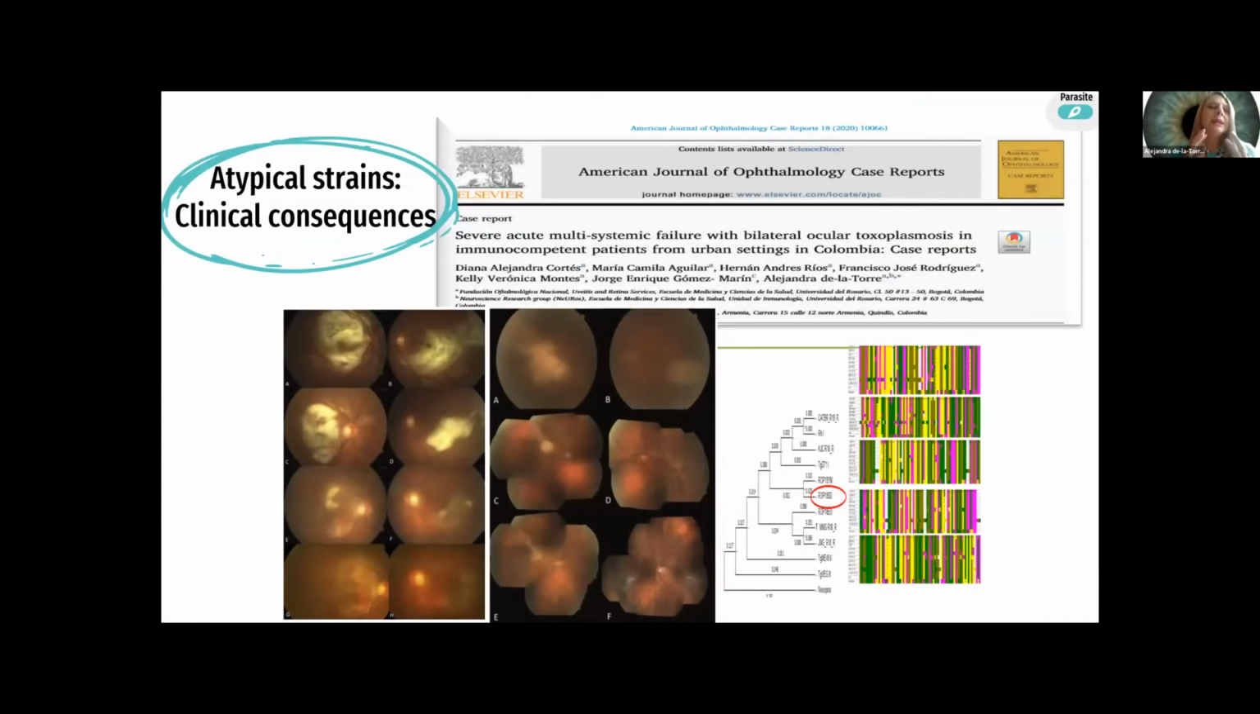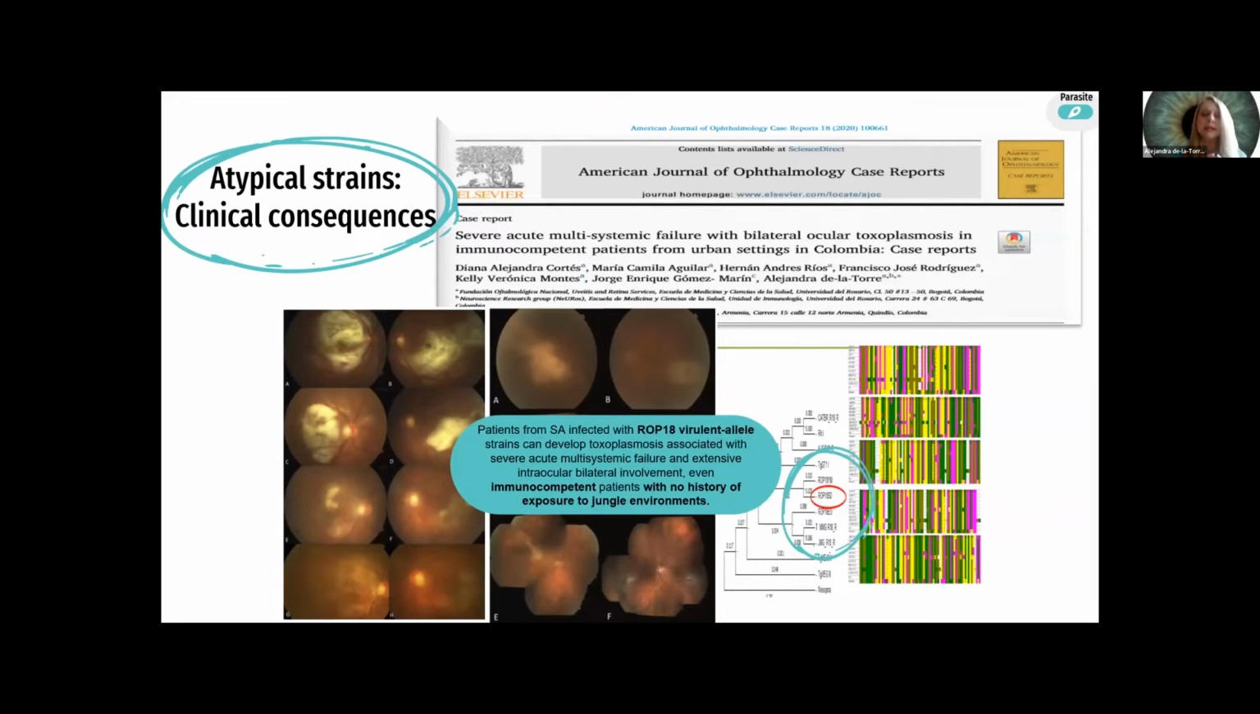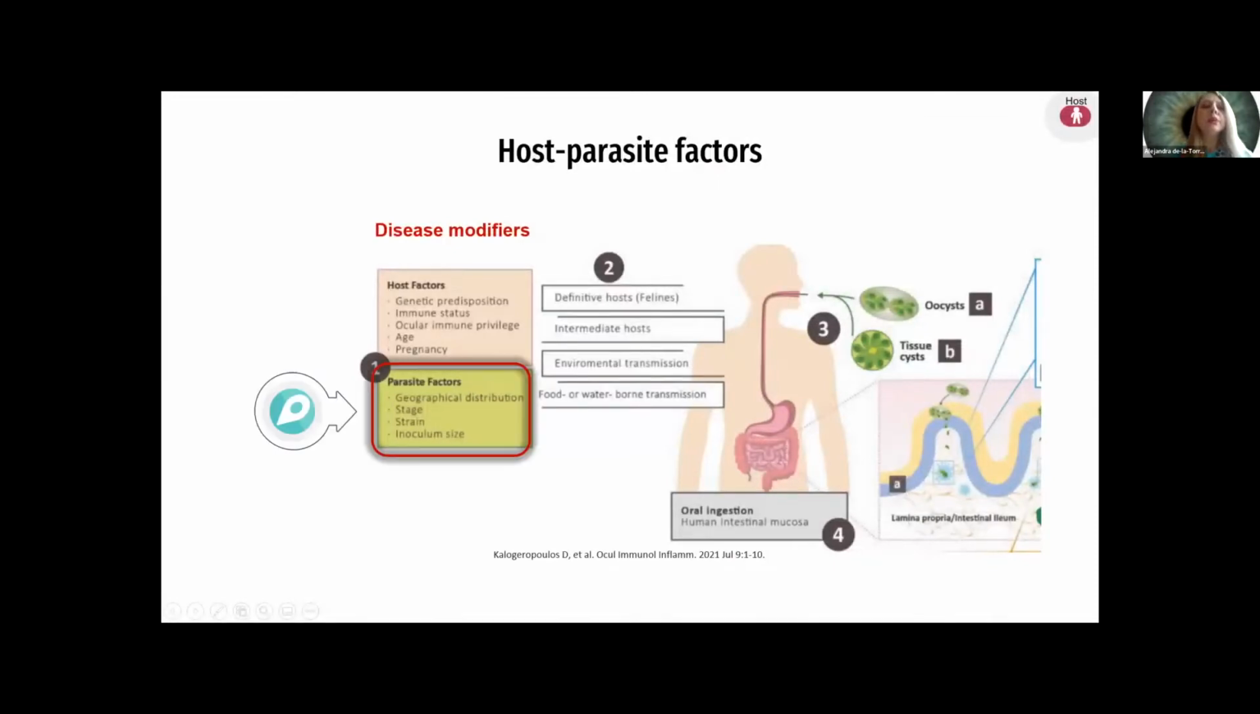One example of the clinical consequences of the infection with atypical strains with ROP18 virulent alleles are these immunocompetent patients with no history of exposure to jungle environment that present severe acute multisystemic failure with an extensive intraocular involvement. We already talked about parasite factors. Now we will talk about host factors.